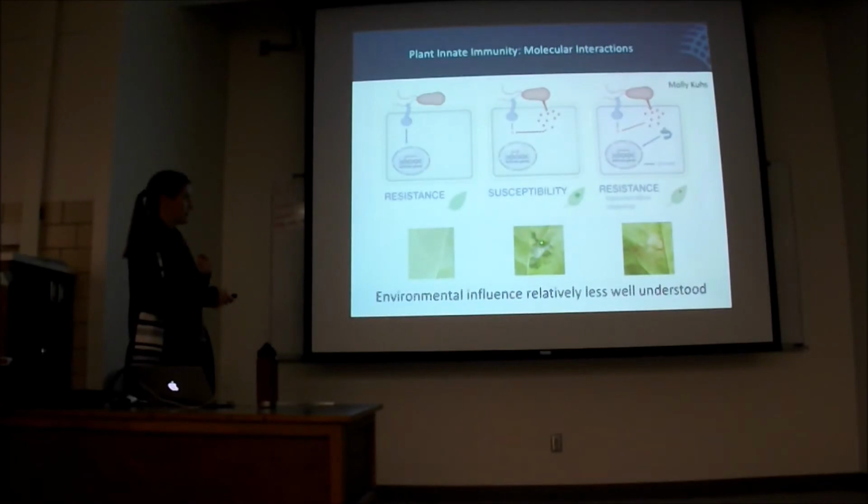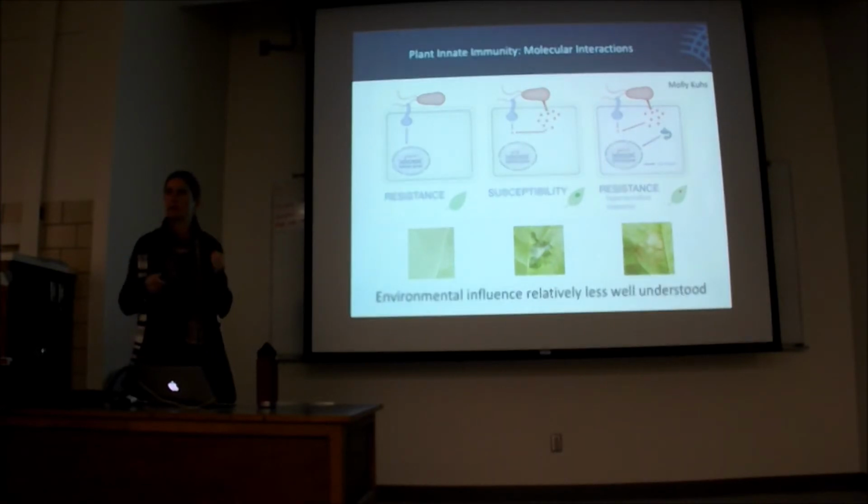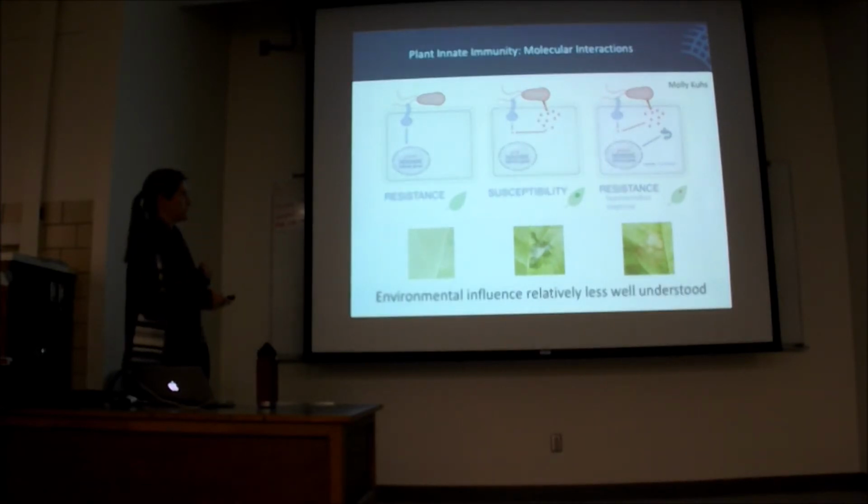And I'll be talking a lot about this water-soaked symptom here, so I tried to give you a blow-up of what that looks like. And then the final step here is when the plant has developed the ability of recognizing, either directly or indirectly, that pathogen and triggering a strong resistance response. And this is often accompanied by a cell death phenotype.